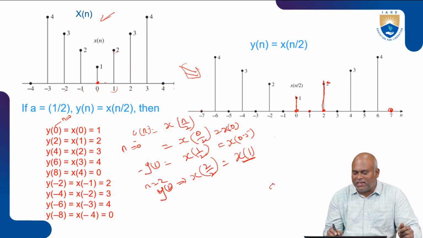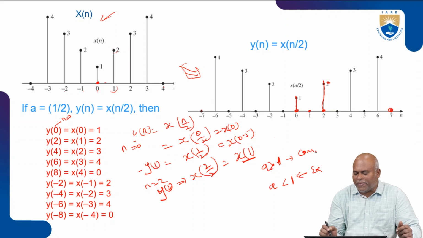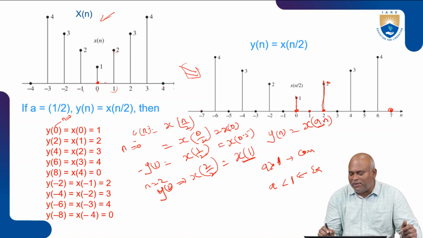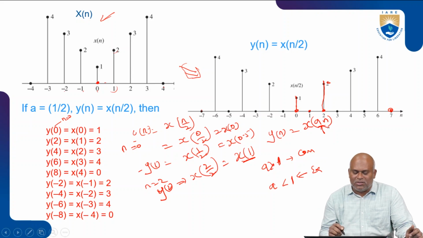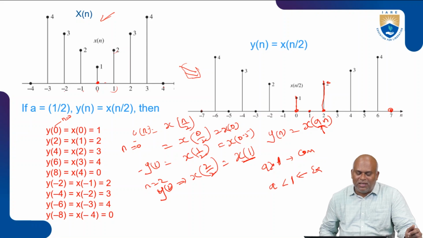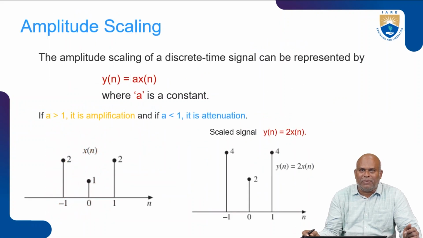That means when a is lesser than 1, it is represented as an expansion, and when a is greater than or equal to 1, it is represented as a compression. So our signal y of n depends upon x of n and on this constant. So this is the time scaling function of continuous as well as discrete time signals. Next, amplitude scaling.